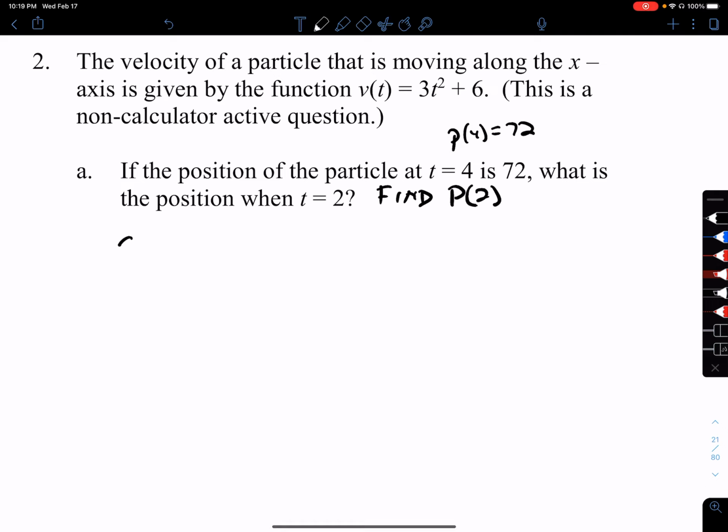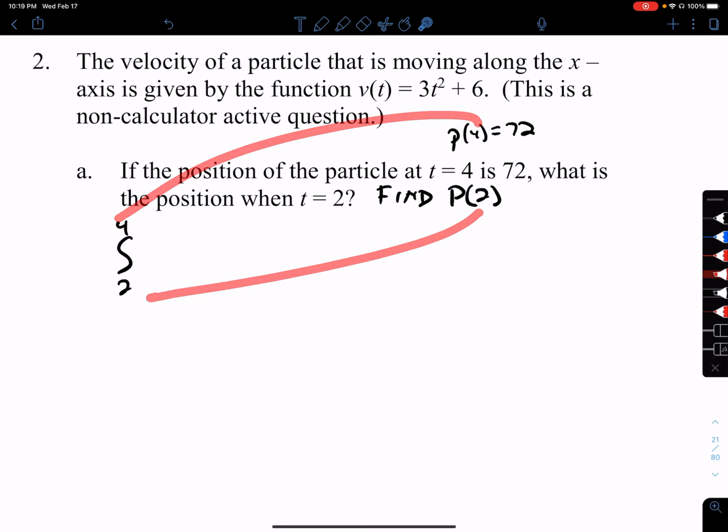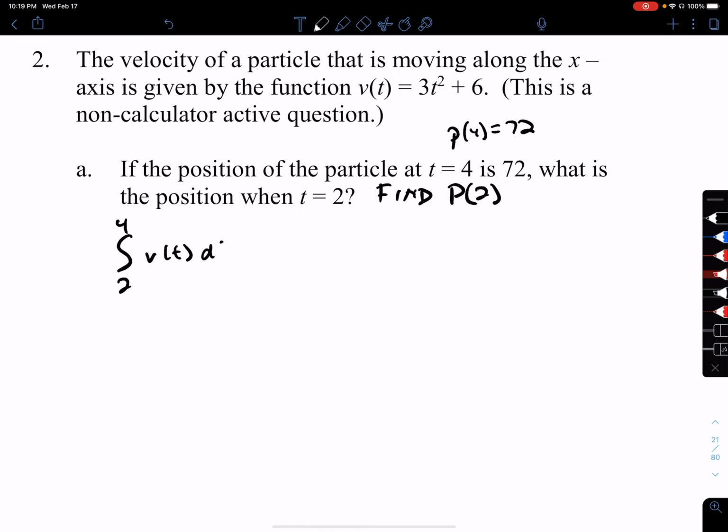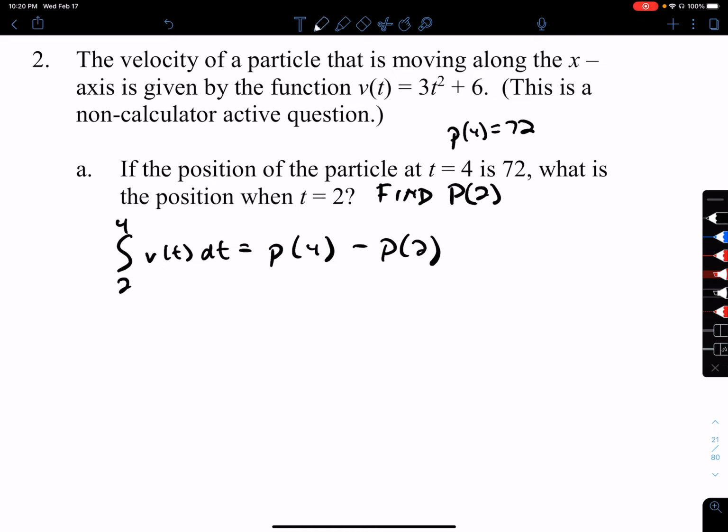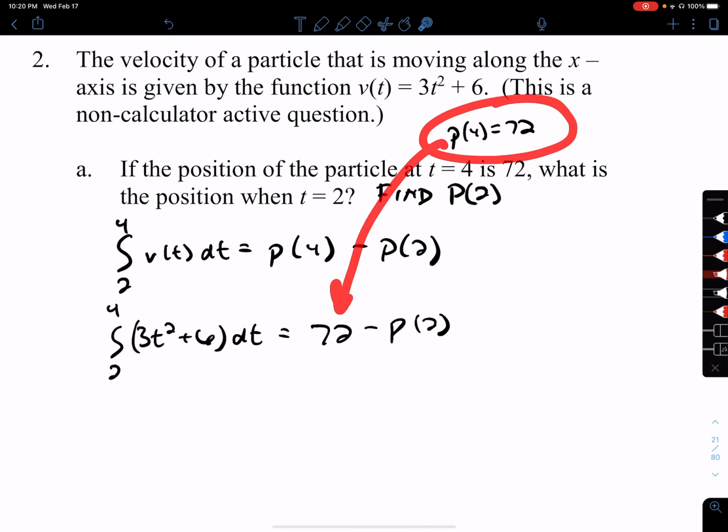That's what we're trying to find. Fundamental theorem of calculus. If we integrate from 2 to 4, and we're using 2 and 4 because those are the two times that we're given, the velocity function, we should get the position at 4 minus the position at 2. This is not work you would have to necessarily show. I'm just emphasizing that's what we're doing. So our function for velocity is 3t squared plus 6. That's something we can easily integrate. And the position at 4 is 72. The position at 2, we don't know.